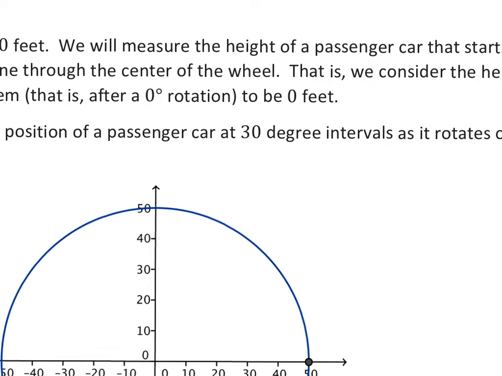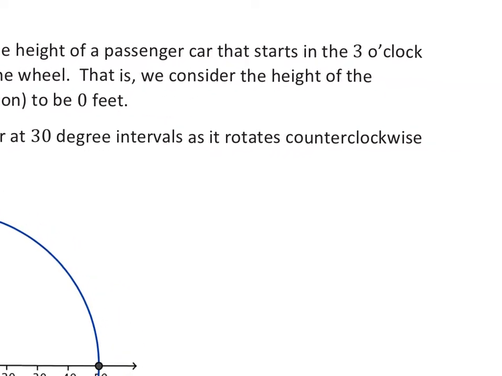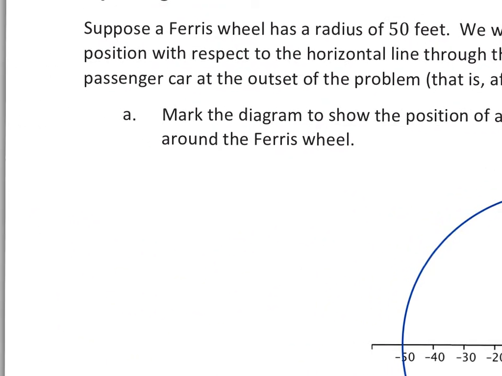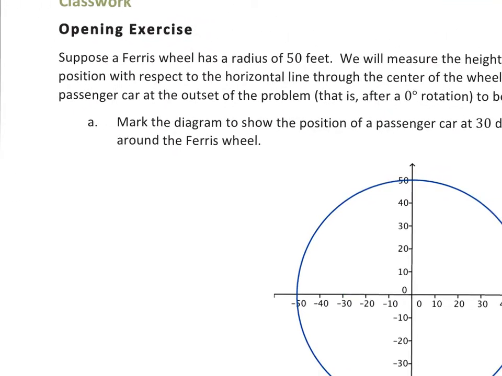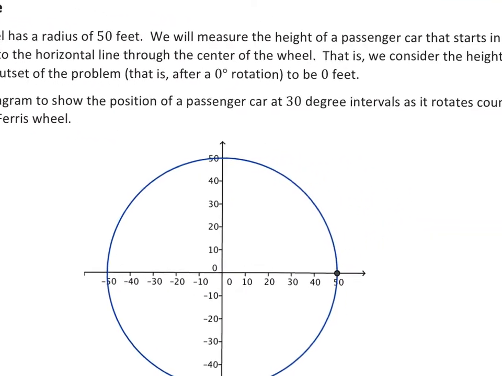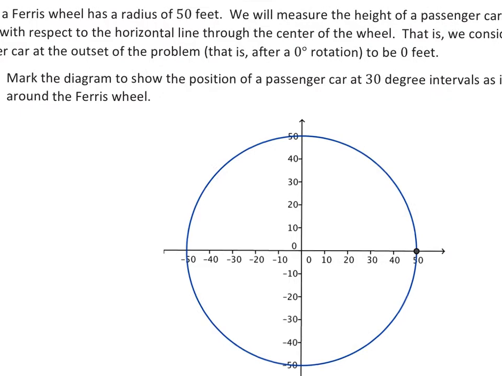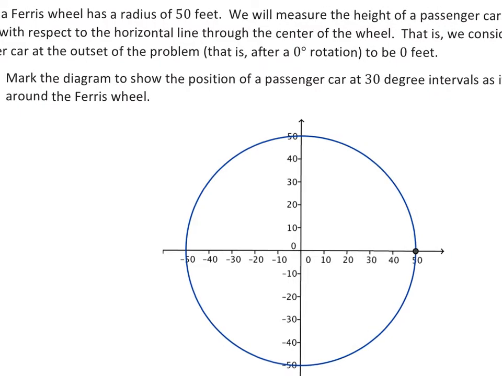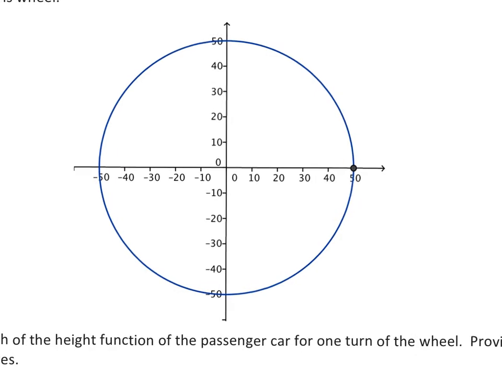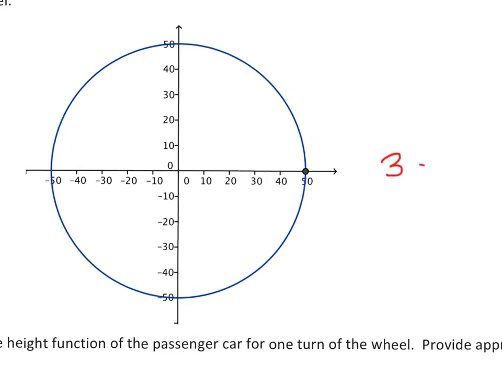We will measure the height of a passenger car that starts in the 3 o'clock position with respect to the horizontal line through the center of the wheel. That is, we consider the height of the passenger car at the outset of the problem, after 0 degrees rotation, to be 0 feet. This is the 3 o'clock position, just like a clock. 0 degree rotation, that's where we're starting here. And we're considering that height to be 0 feet.